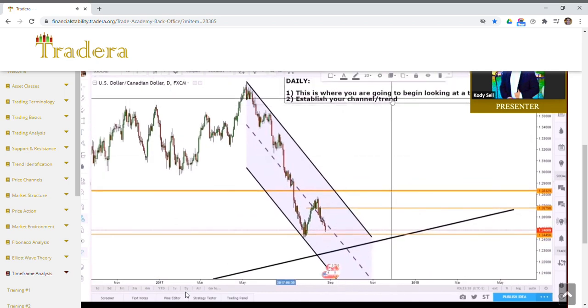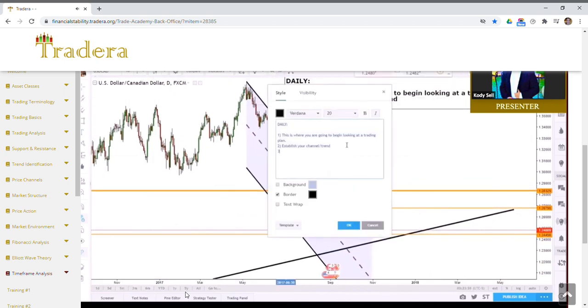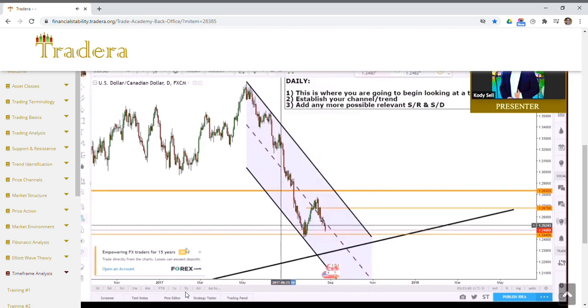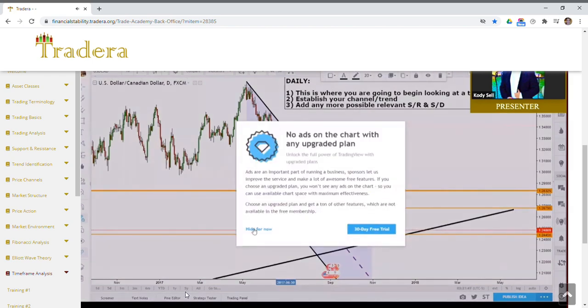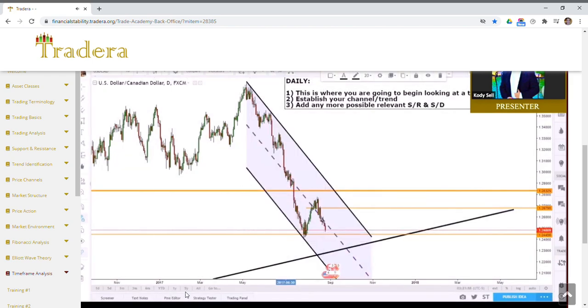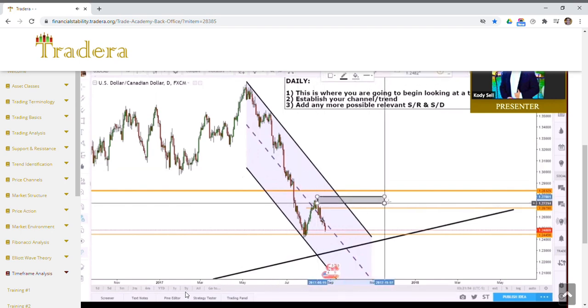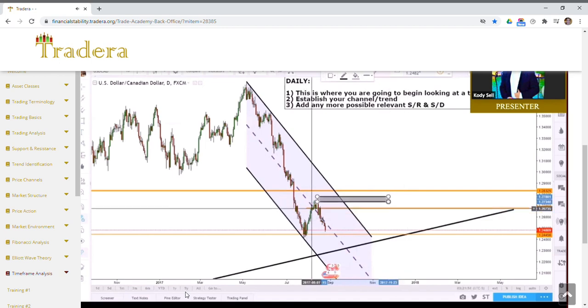Let me go ahead and mark this for you guys. Step two: channel / trend. Step three: add any more possible relevant support and resistance and supply and demand zones. We don't have any in this area. As you guys can see, we do have a supply zone up in this area here, but ultimately I'm watching this zone from my weekly level, so it's not really something that I need to have marked. I understand that it's there and I will be watching it.